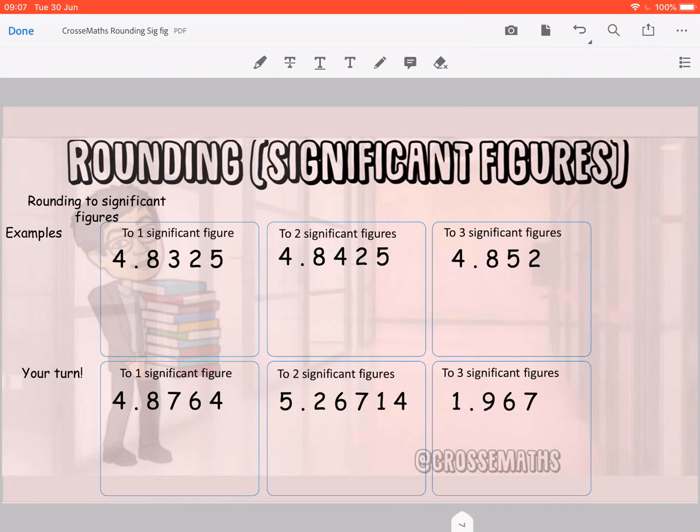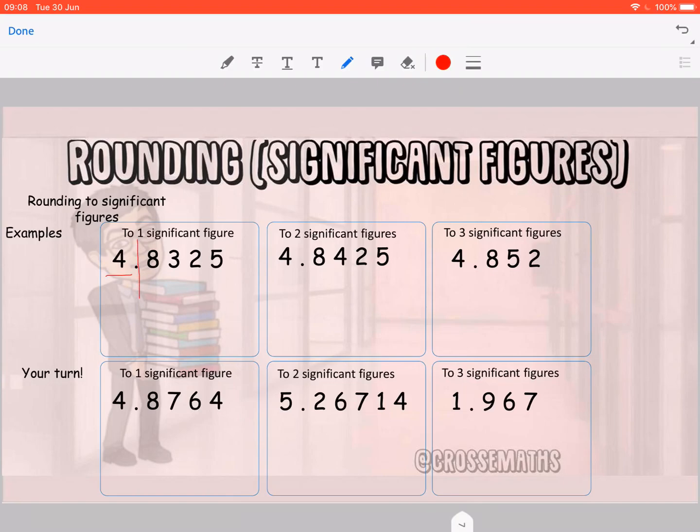Right then, so hopefully that's all marked up. Right, significant figures, slightly different. Okay, so I've got 1, 2 and 3 significant figures. Now with significant figures, you don't count from the decimal point, you just count from the left hand side, from the first number. So on this one, I'm going to start counting from the left hand side of the 4, I'm going to count over 1, my magic line is going to go in there.